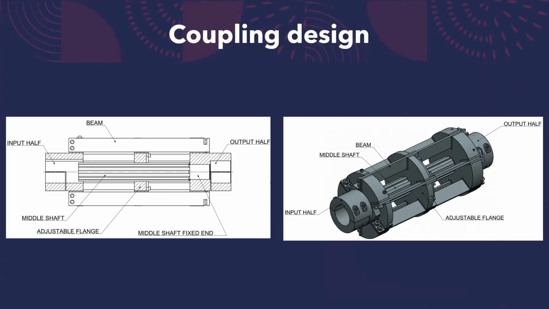Okay, let's go over some parts of the coupling. First we have the input half, where the motor is attached. Then you have beams and the adjustable flange. Then we have the middle shaft and the output half. On the left you can see a section view of the coupling. The coupling works when we attach a motor on the input half. The torque gets transferred through the beams to the adjustable flange. From the flange it goes through the middle shaft, which is fixed on the output end, and the output half transfers the torque to the rotor.